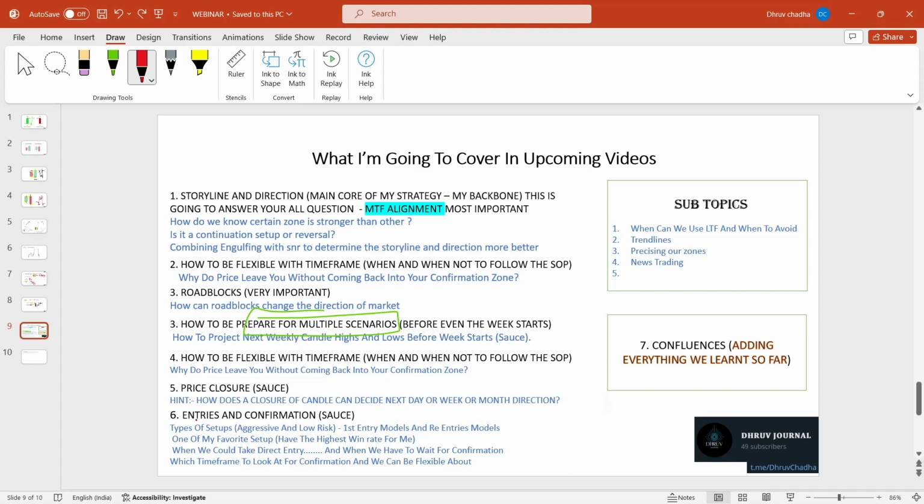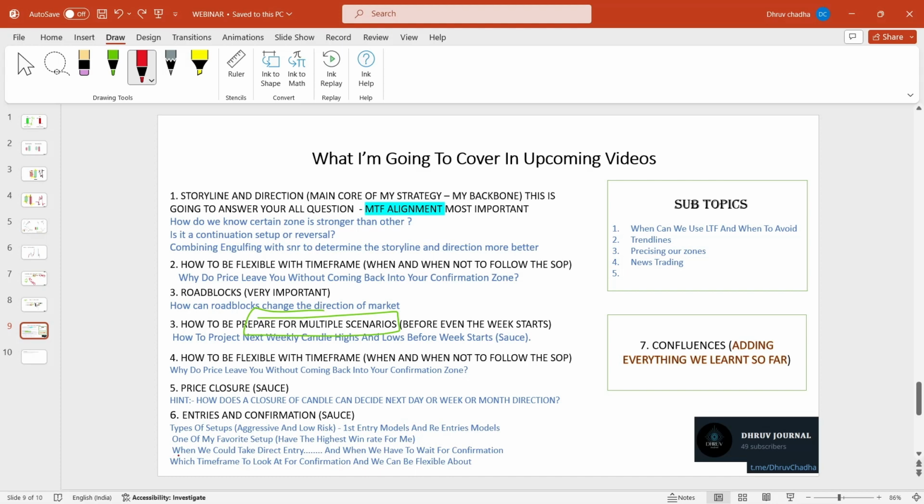And the sixth part is going to be entries and confirmation. Here I'm going to talk about the setups that I follow. One is aggressive, the other is low time risk. What are my first entry models? What are my re-entry models? What do I need to see so that I can re-enter? I'm also going to talk about one of my favorite setups that has the highest win rate for me. I'm not making any promises that it will be the same for you, but hopefully.